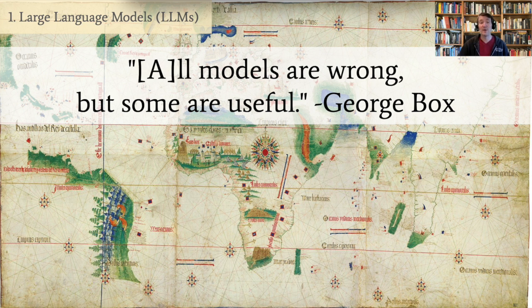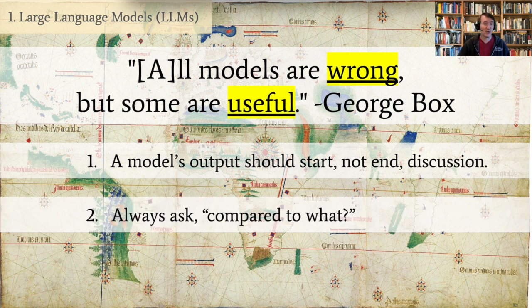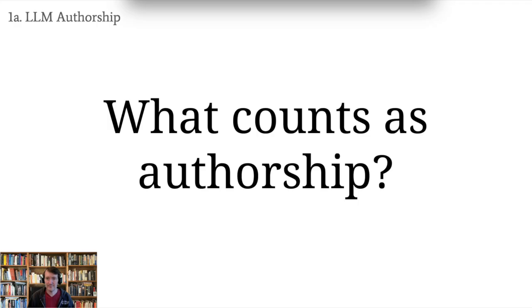We must not confuse the map for the territory. A map can never tell you everything about the world around it, but it can get you from A to B. This observation suggests some guidelines. If a model's output is wrong, it should start, not end, discussion. And we can only evaluate a model's usefulness in comparison to an alternative. So we always have to ask, compared to what?